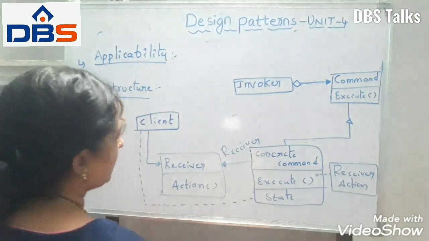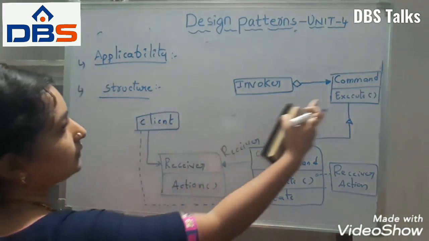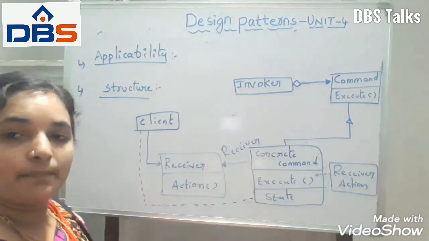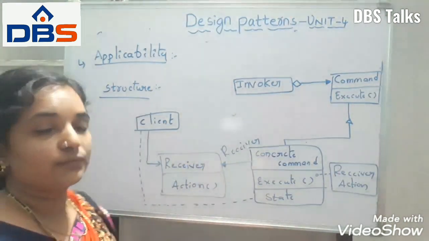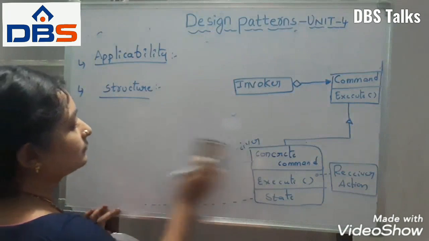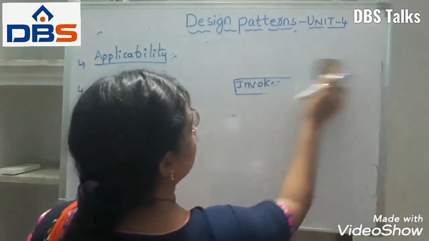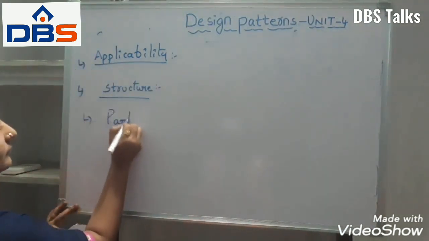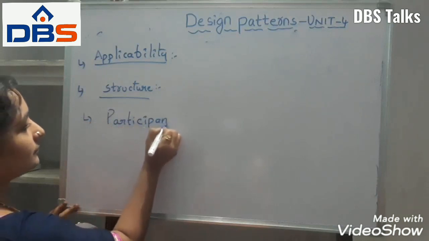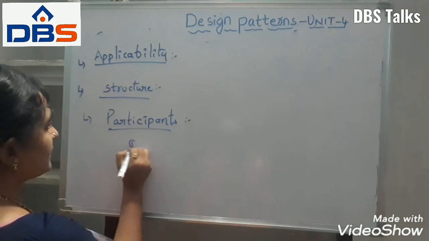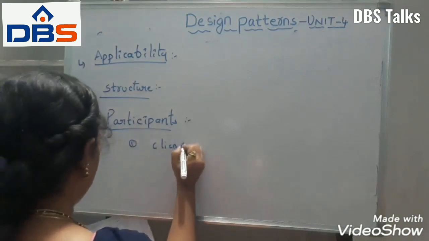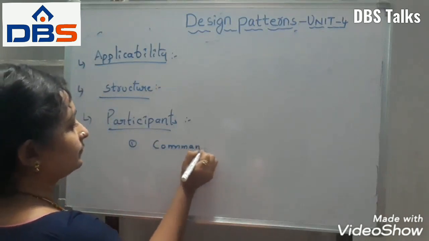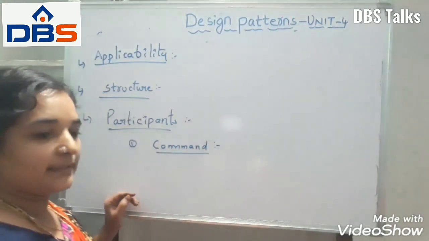In this structure we have some participants: client, invoker, command, execute, receiver, actions, and concrete command. These are the different types of participants we have. So what is the use of those participants? We can see now. Coming to the participants. First participant is command.